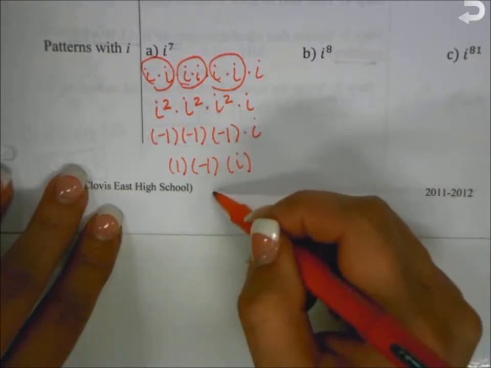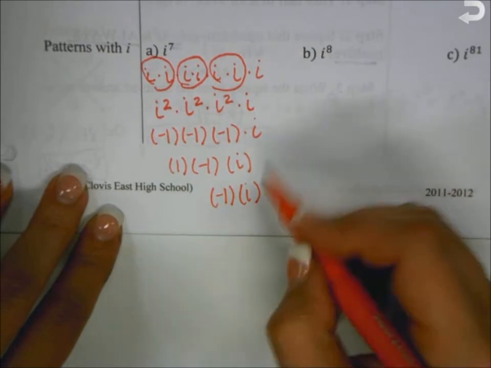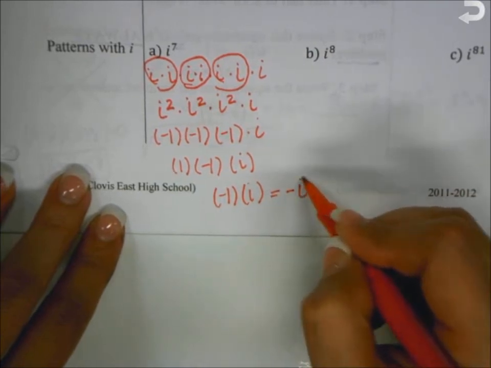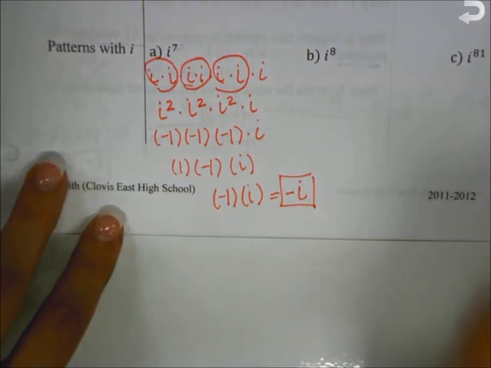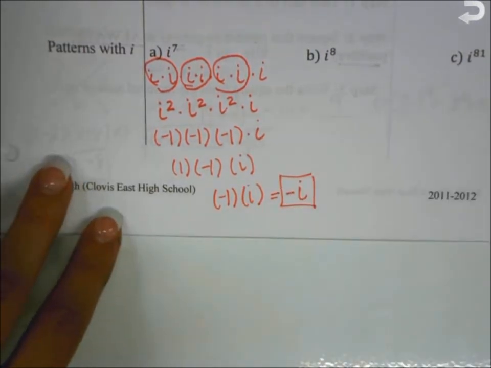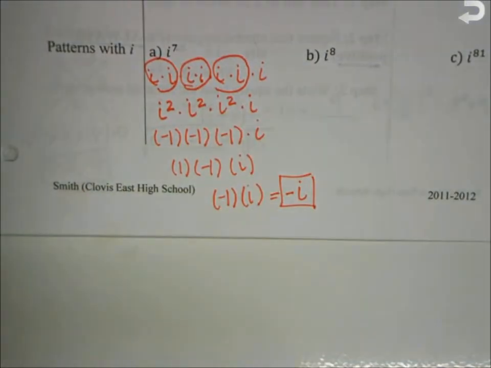Do you think that's going to happen every single time I have an odd exponent? No. Yeah. Every time I have an odd exponent, we're going to end up with negative 1i, or negative i. What about an even exponent? Positive 1. Yep.